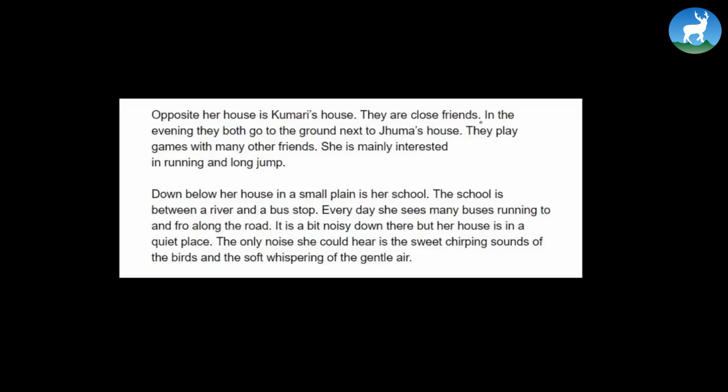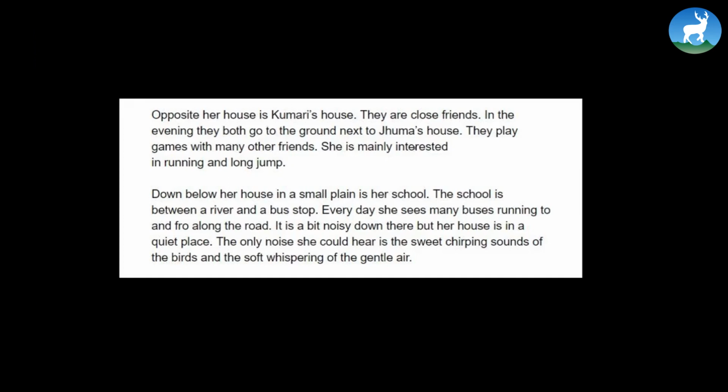They are close friends. Did you notice the house in the background? That was Kumari's house. Okay, so they are close friends. In the evening, they both go to the ground next to Juma's house. They play games with many other friends. She's mainly interested in running and long jump.